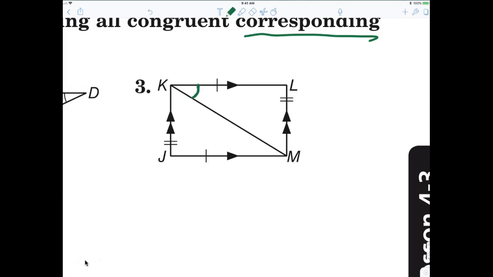LKM is congruent to what? JMK, right? Down here. Because those are called alternate interior angles. Those are called alternate interior angles. Everybody happy with that explanation? Yes. Alternate interior angles. All right.